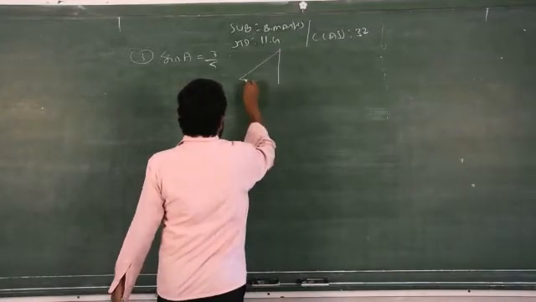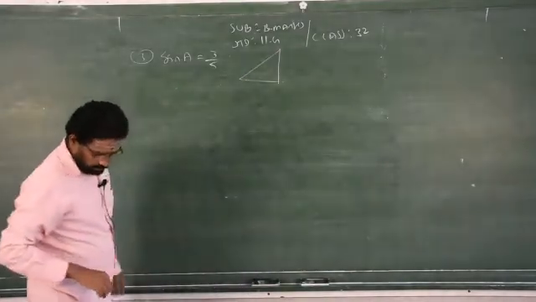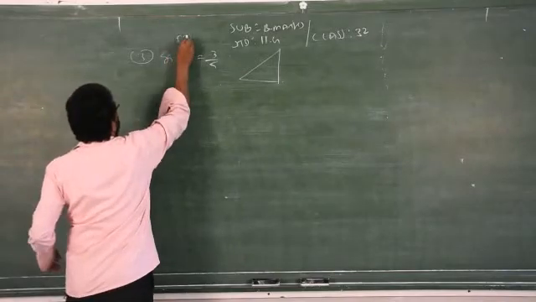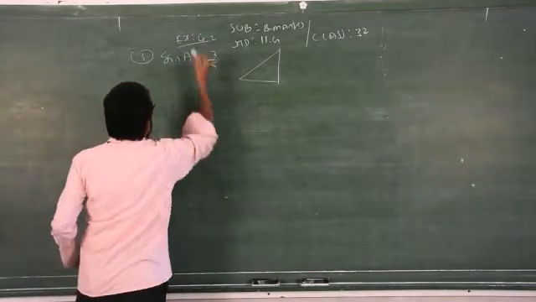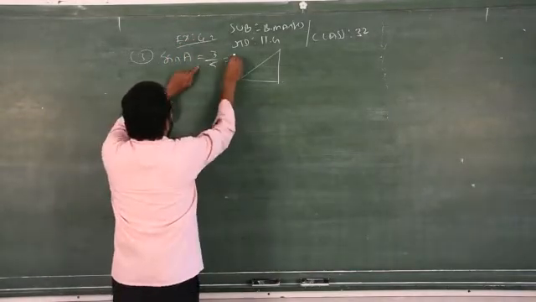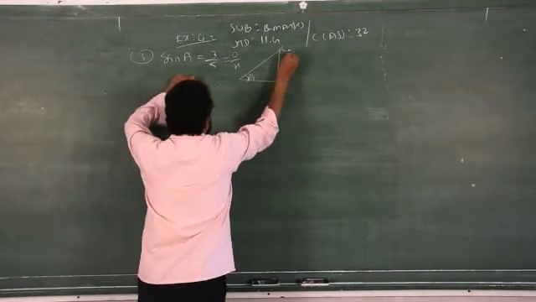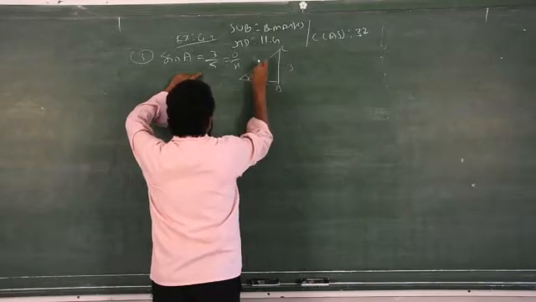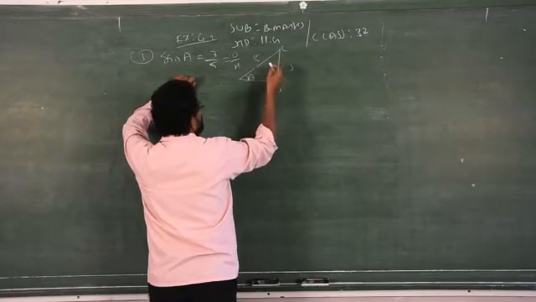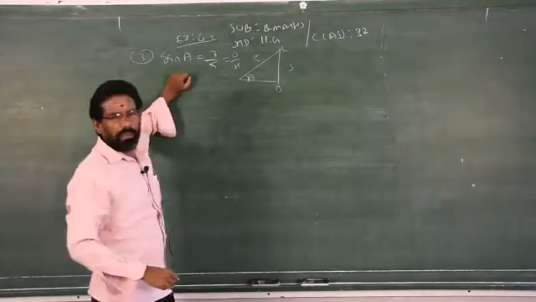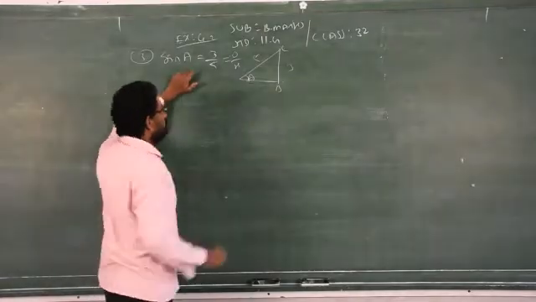This is a triangle. This exercise is 4.2. So sin A is opposite by hypotenuse. If I am taking this as angle A, B, C, this is opposite, this is hypotenuse. 5 square minus 3 square, that is 25 minus 9, which is 16. Square root of 16 is 4.